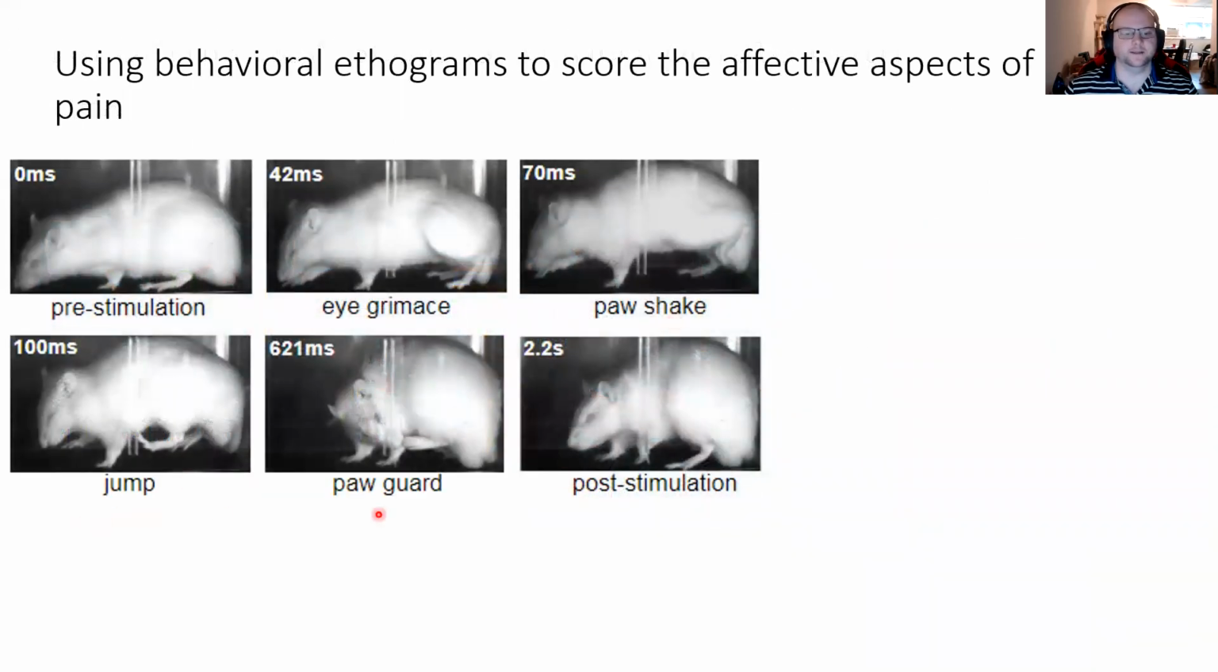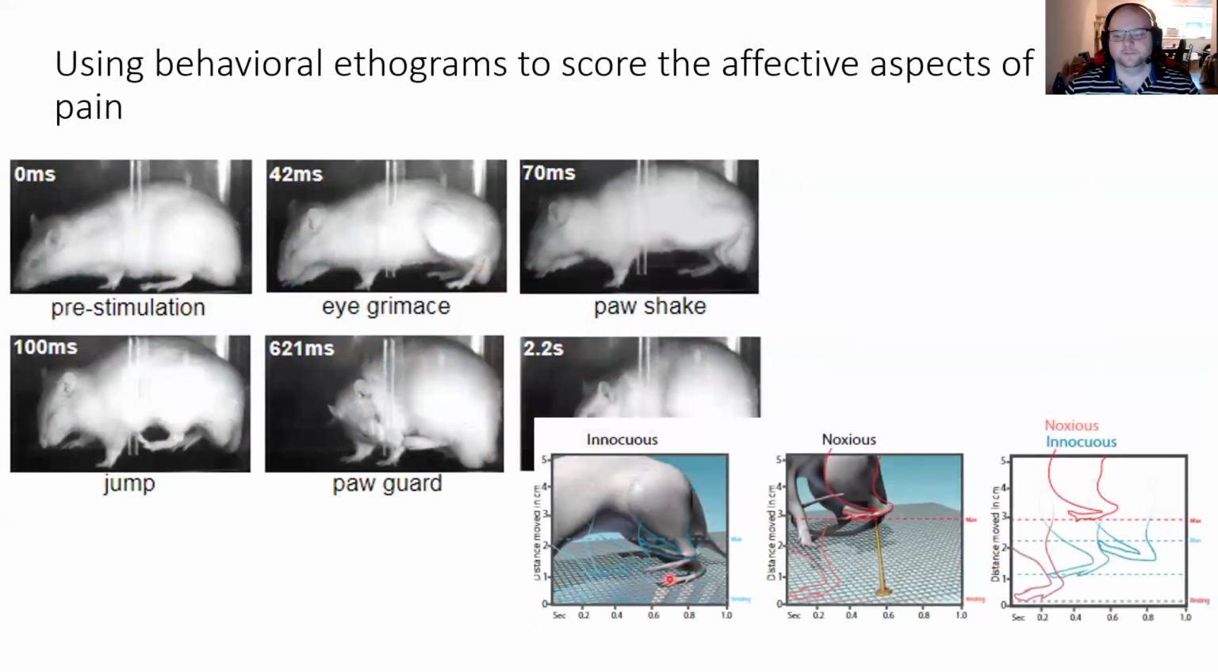Here are some of the behavioral components that we are measuring. So eye grimace or orbital tightening, paw shaking, jumping, and paw guarding. And here we have some of the reflexive components we're measuring. So we have the distance that the animal withdraws its paw from the bottom of the cage, as well as the speed it withdraws its paw. So a more painful stimuli will be withdrawn farther. A non-painful stimuli will have a lesser withdrawal. Here you can see a direct comparison between the two. So all of this is put together to create that score that I mentioned earlier.